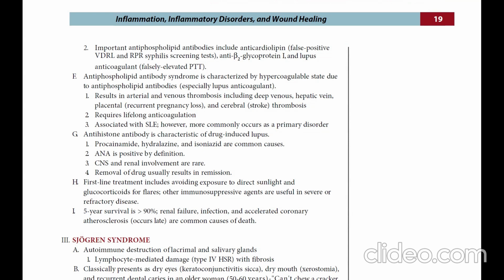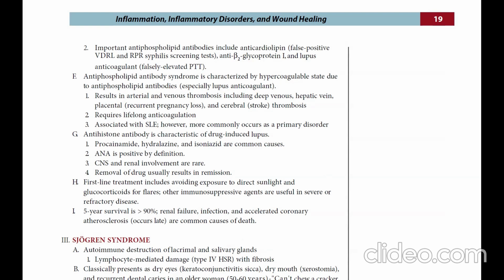Antiphospholipid antibody syndrome is characterized by a hypercoagulable state due to antiphospholipid antibodies, especially lupus anticoagulant. It results in arterial and venous thrombosis, including deep venous, hepatic vein, placental, recurrent pregnancy loss, and cerebral stroke thrombosis. It requires lifelong anticoagulation. It is associated with systemic lupus erythematosus, however, it more commonly occurs as a primary disorder.